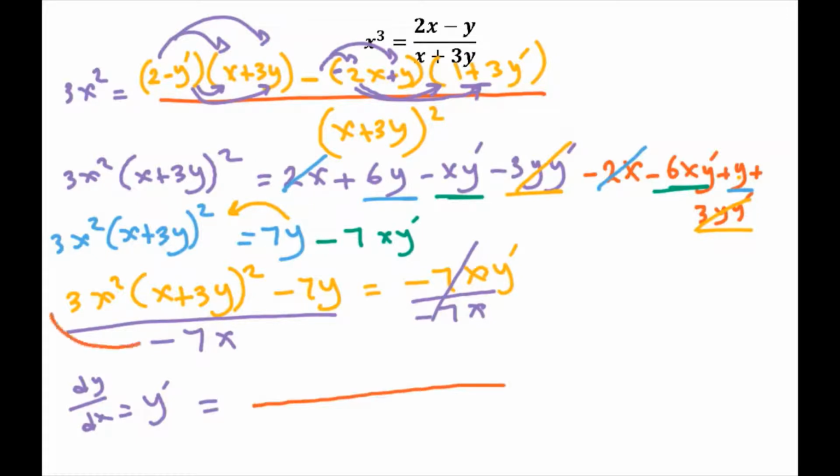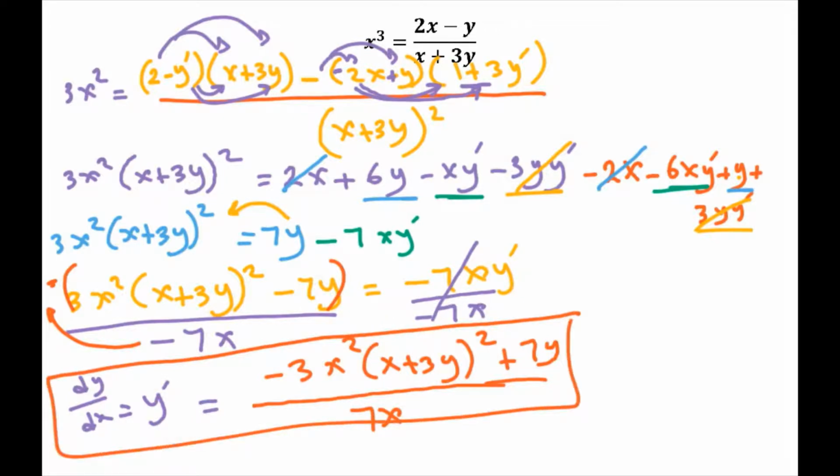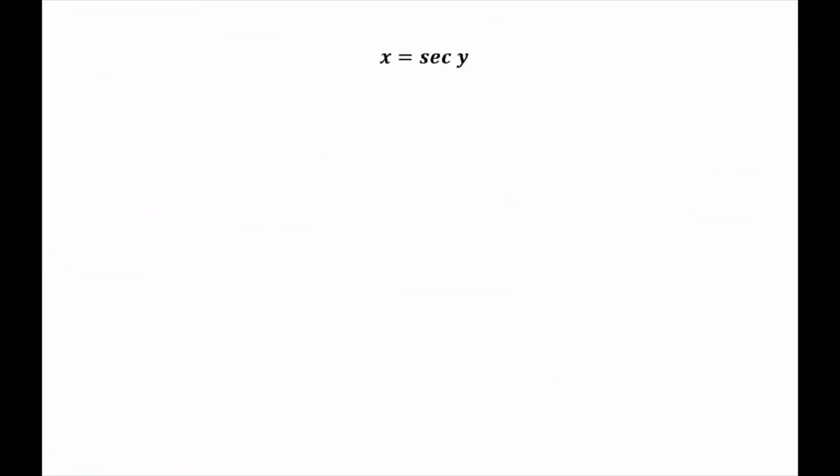You can take the negative up just to turn the denominator into positive 7x. And here will be negative 3x squared, x plus 3y squared. And then when you take the negative up, you multiply everything by negative, plus 7y. Okay, so that's basically your derivative. Okay, what about this one?